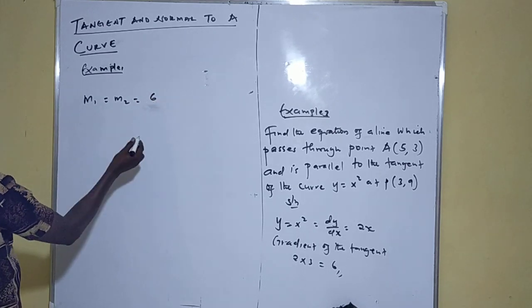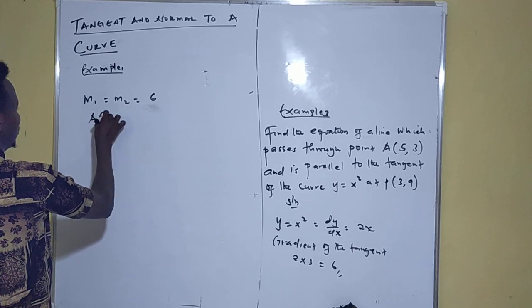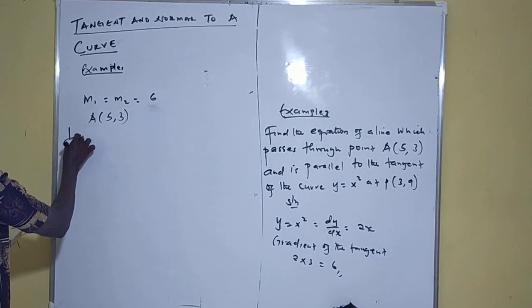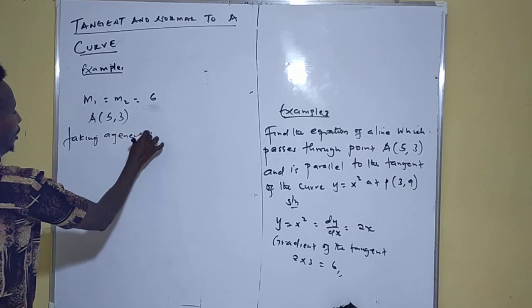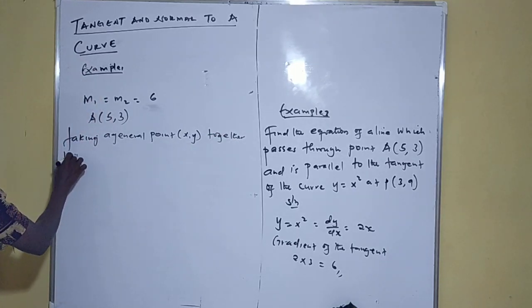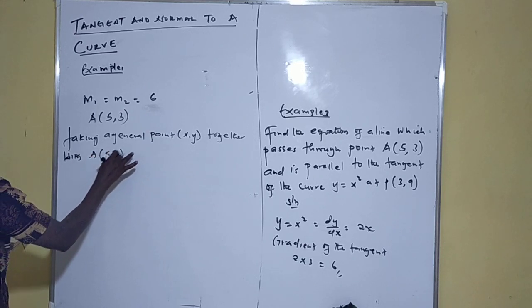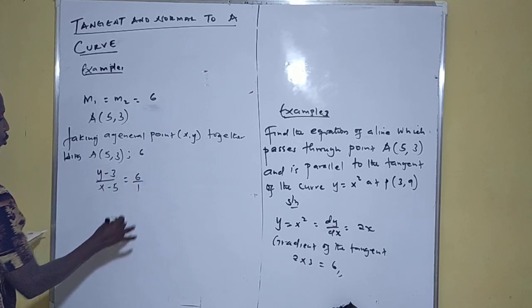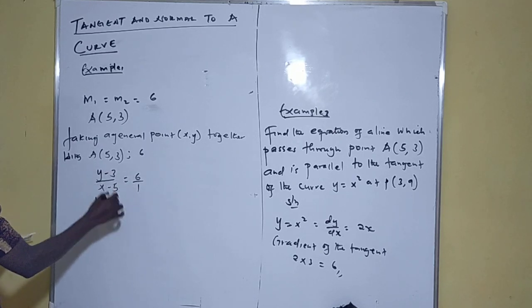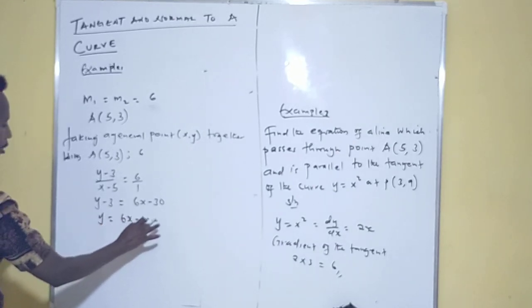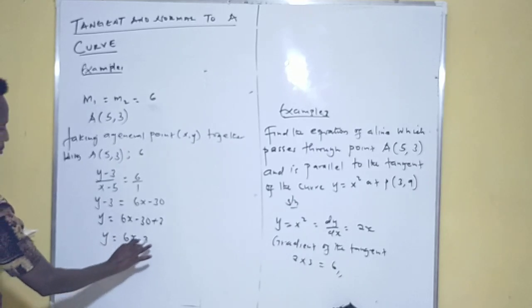And we have a point. Our point A is (5, 3), because we need the equation of a line passing through that point and parallel to the tangent. So taking a general point (x, y) together with A (5, 3), and the gradient 6, we say (y minus 3) over (x minus 5) is equal to 6. You cross multiply: y minus 3 is equal to 6x minus 30. So y is equal to 6x minus 30 plus 3, so y is equal to 6x minus 27.